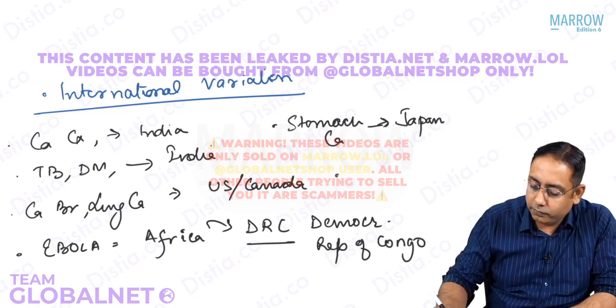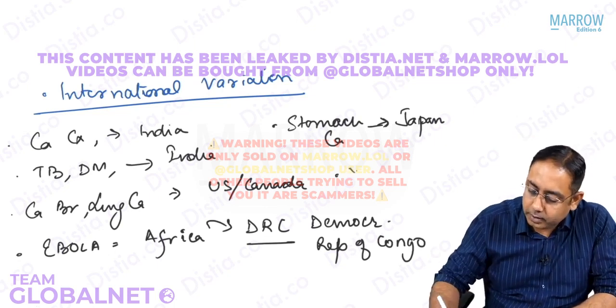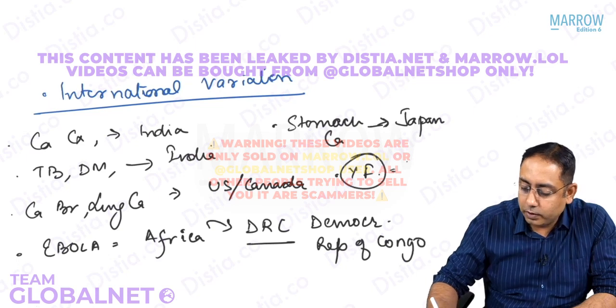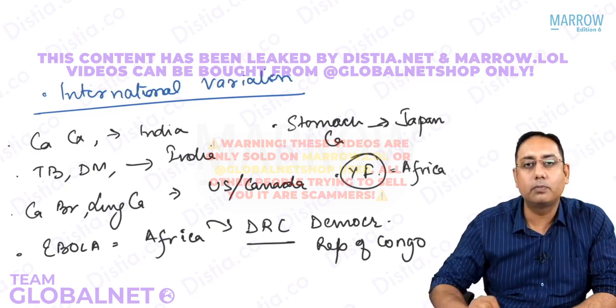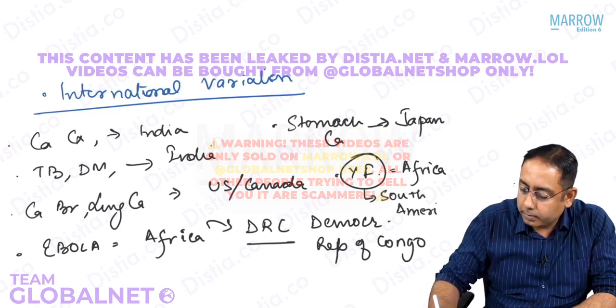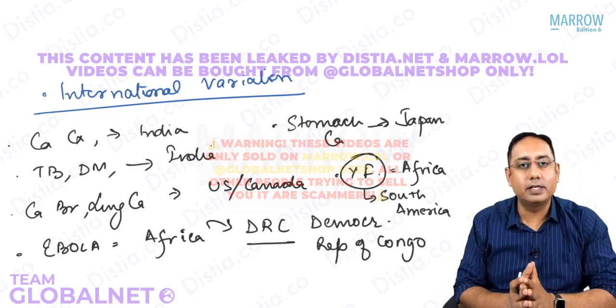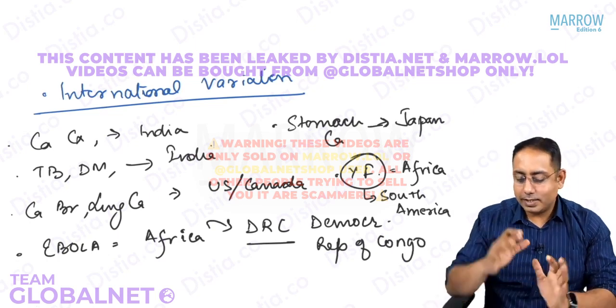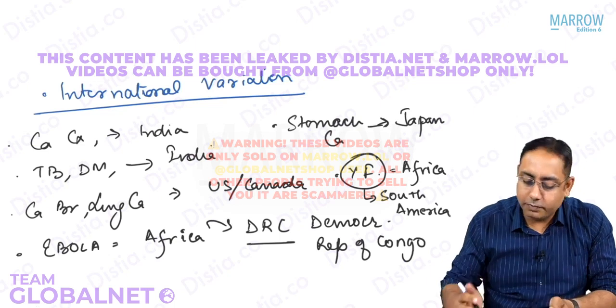Then also, if we talk about yellow fever, please note yellow fever is more in the African subcontinent. It is also there more in South America. South America also has slightly higher incidence of yellow fever. So these are some of the diseases which have international variations.